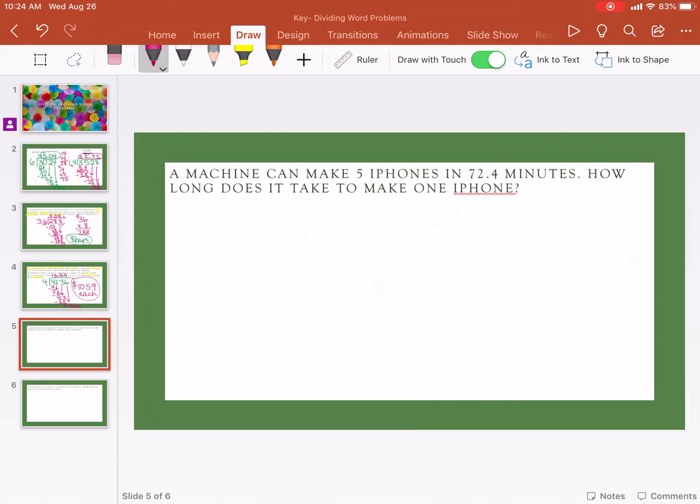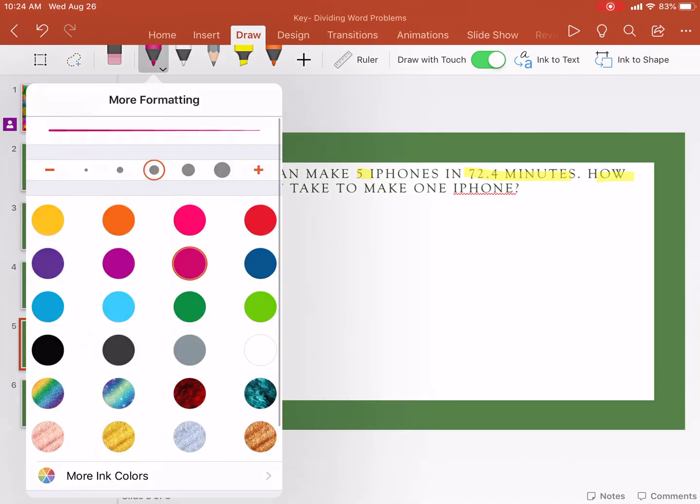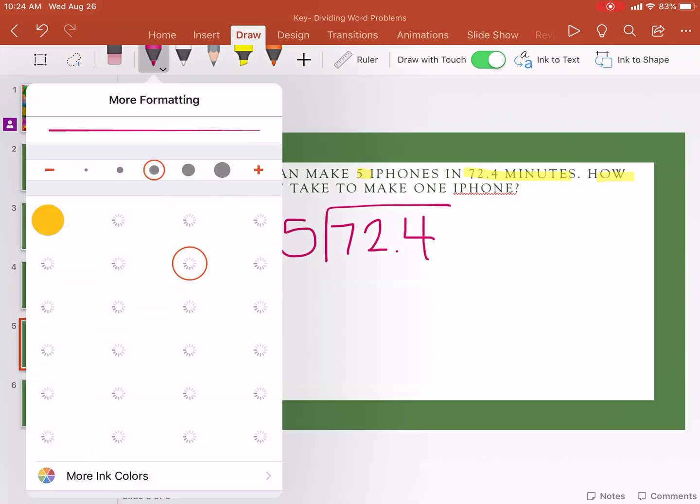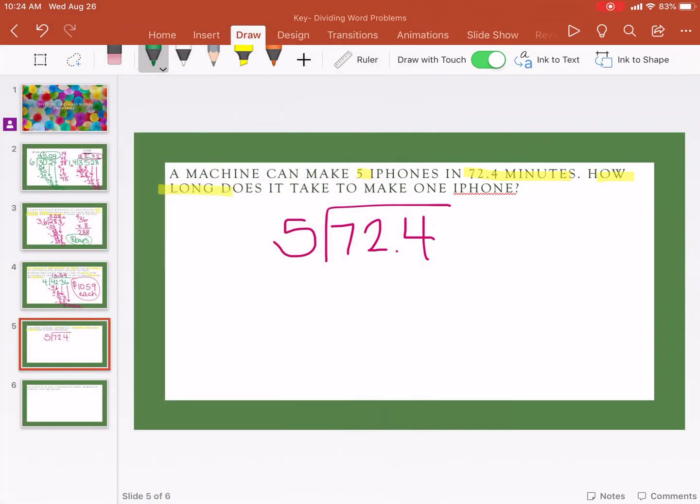Okay, a machine makes 5 iPhones in 72.4 minutes. How long does it take to make 1 iPhone? Okay, so it is division because you have a total amount of time divided by the 5. So 72.4 divided by 5. Okay, I want you to go ahead and solve this on your own and then come back. And I mean it. Actually solve it on your own and then come back.